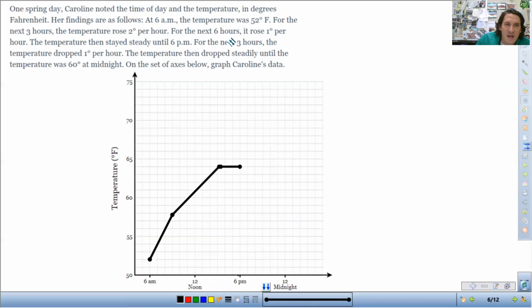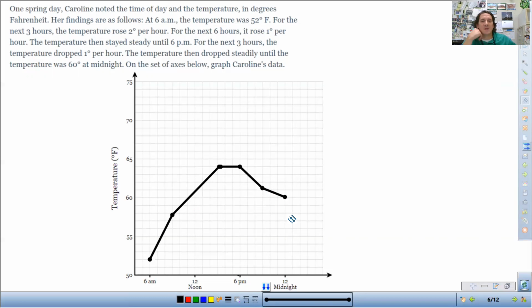And then for the next 3 hours, the temperature dropped 1 degree per hour. So down 1, 2, 3. The temperature then dropped steadily until the temperature was 60 degrees at midnight. So 60 degrees at midnight. So here's midnight, here is 60.